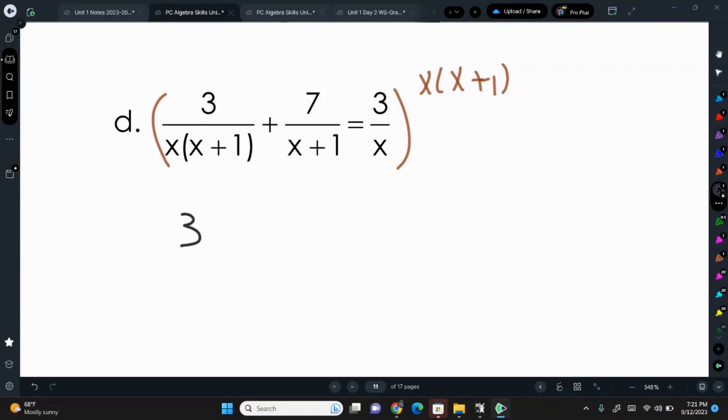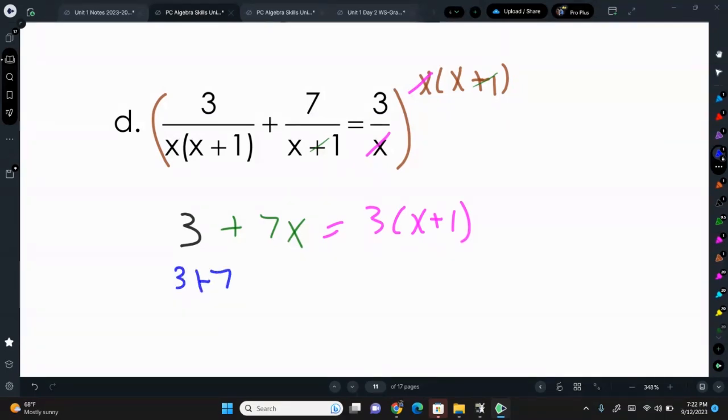And I can do this because there's an equal sign. I'm doing the same thing on the left and right side of the equal sign, so it's allowed. As opposed to adding or subtracting rationals, if there's no equal sign, there's nothing to do to both sides because there are no two sides. So then the second fraction, the x plus 1s are going to cancel, so I'm left with 7x. And then the last one equals just 3 times x plus 1.